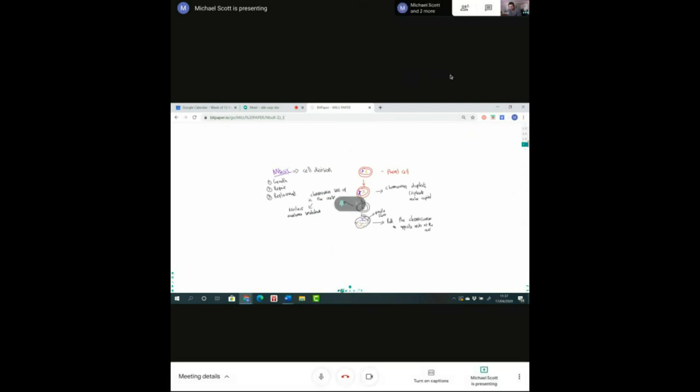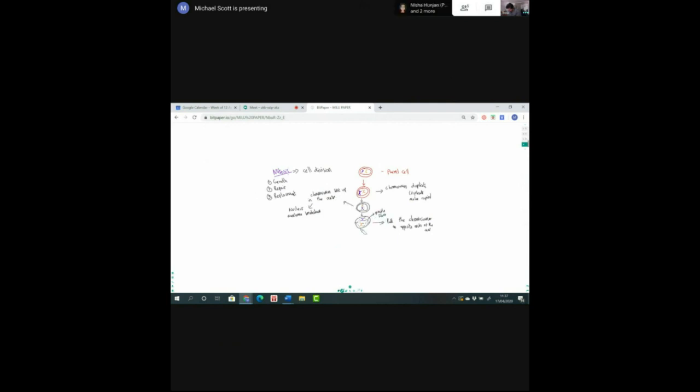Right. So we've got our cell, and the spindle fibers are pulling the chromosomes to opposite ends of the cell. And what actually happens now? What actually happens is, I'm just gonna neaten this up.